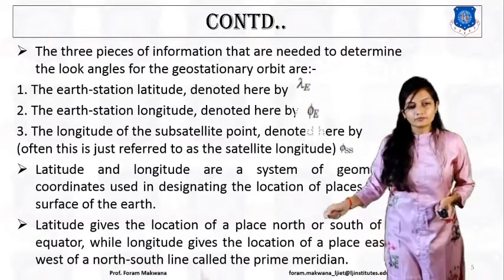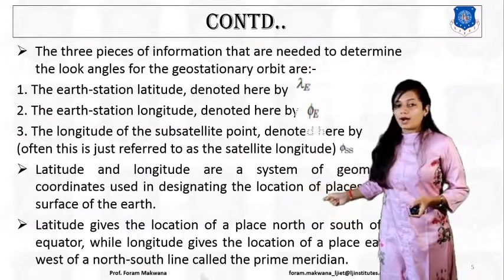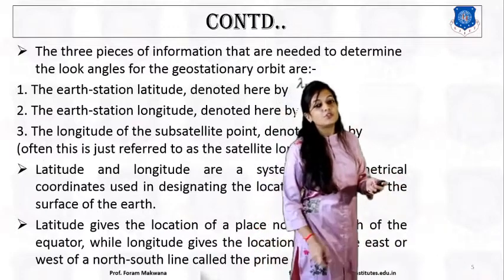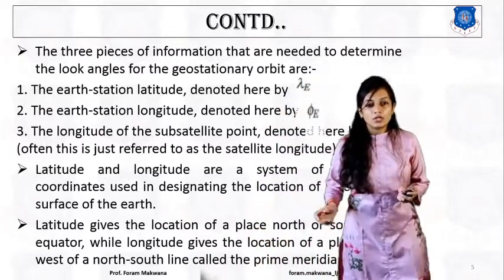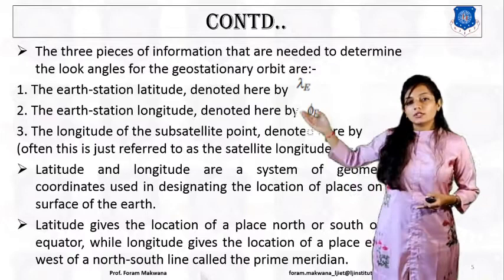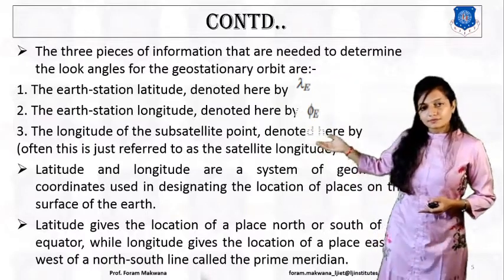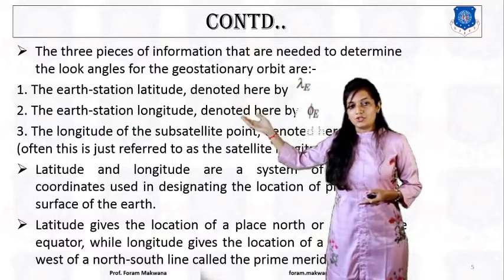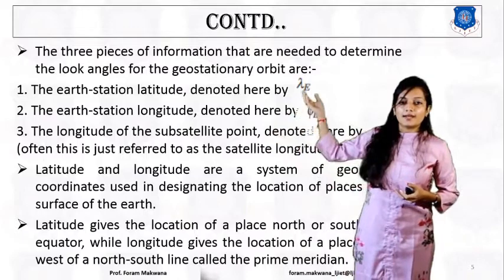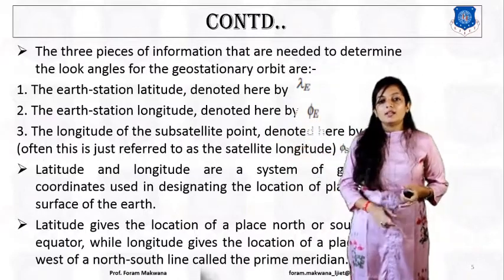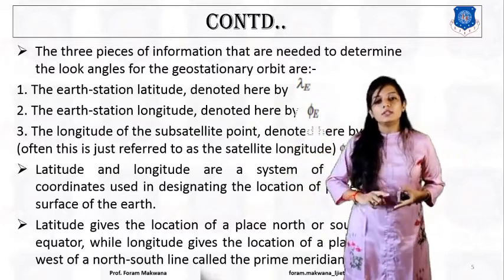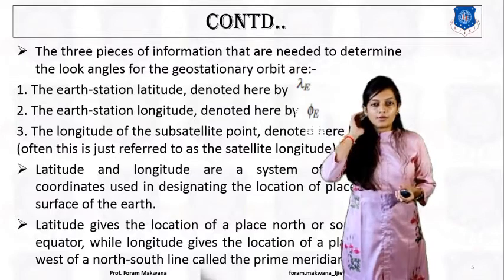So latitude and longitude are the system of geometric coordinates which is used in designating the location of places on the surface of the earth. Alright. So for these three pieces of information, latitude, longitude of the earth station and longitude of the sub-satellite point, denoted by lambda e, phi e, and phi ss, in the calculation of antenna look angle, these three quantities are required, and they will be given in the example, in the exam. Alright.